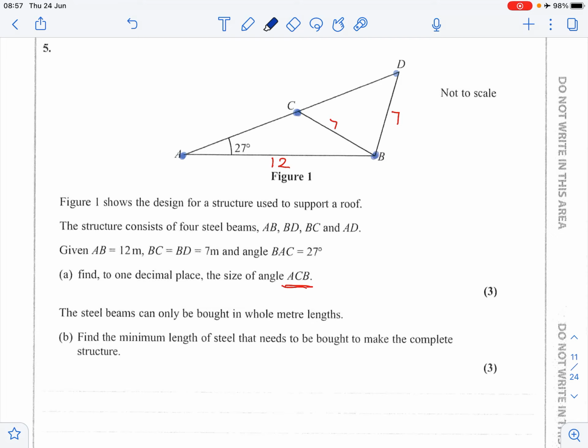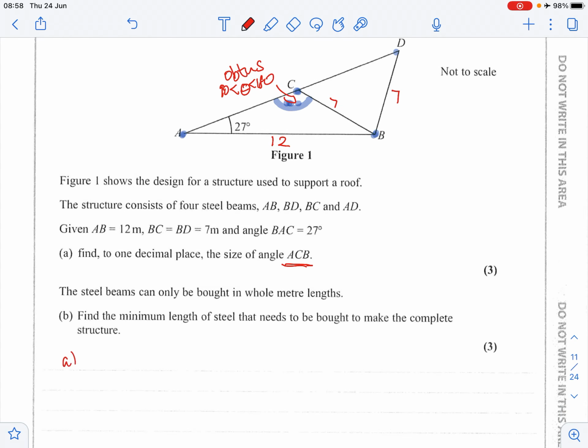So ACB. We're interested in this angle here. Looking at the diagram, this is an obtuse angle. That means this angle must be greater than 90 degrees and less than 180. Just looking at the diagram, we know this angle here must be obtuse, so it's greater than 90 but less than 180. So we can use our sine rule to find the missing angle.